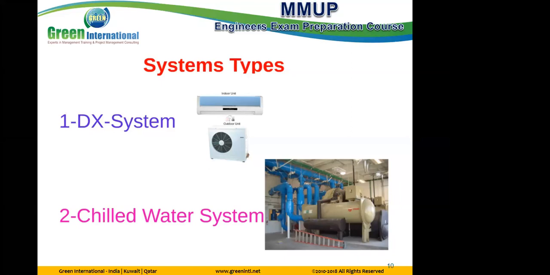If you see air in contact with refrigerant, this is the DX system, direct expansion. But if you see the air is in contact with cold water, not refrigerant, then for sure this cold water has another cycle to contact with refrigerant to be cold. In this way, this one is a chilled water system. So the chilled water system is almost like two cycles. First cycle, contact between air and water.